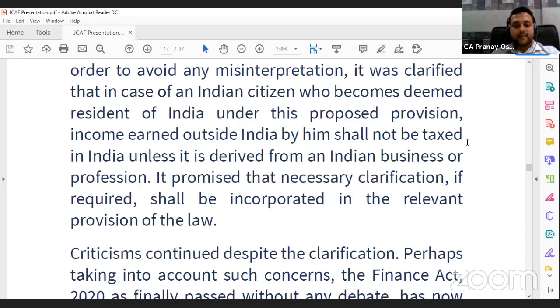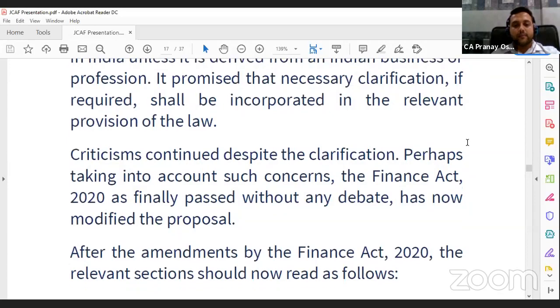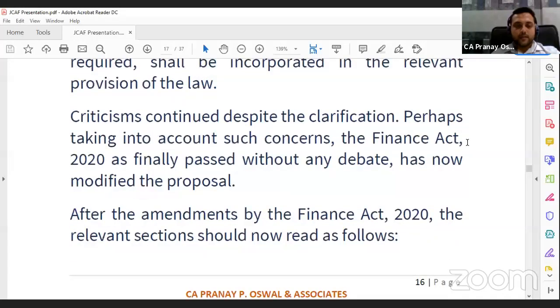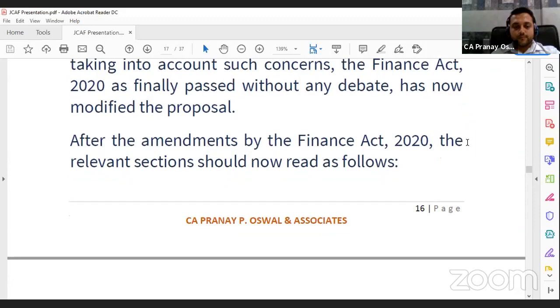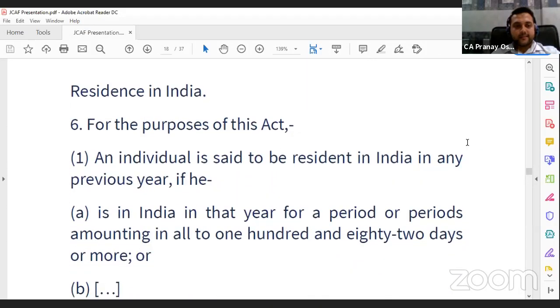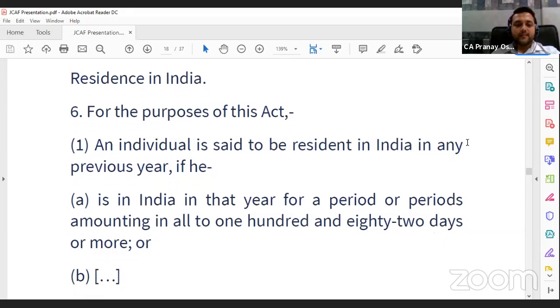Criticisms continued despite the clarification, perhaps taking into account such concerns. The Finance Act 2020, as finally passed without any debate, has now modified the proposal. After the amendments by the Finance Act 2020, the relevant section should now read as follows. Residence in India. Section 6. For the purpose of this act, an individual is said to be resident in India in any previous year if he is in India in that year for a period or periods amounting in all to 182 days or more.